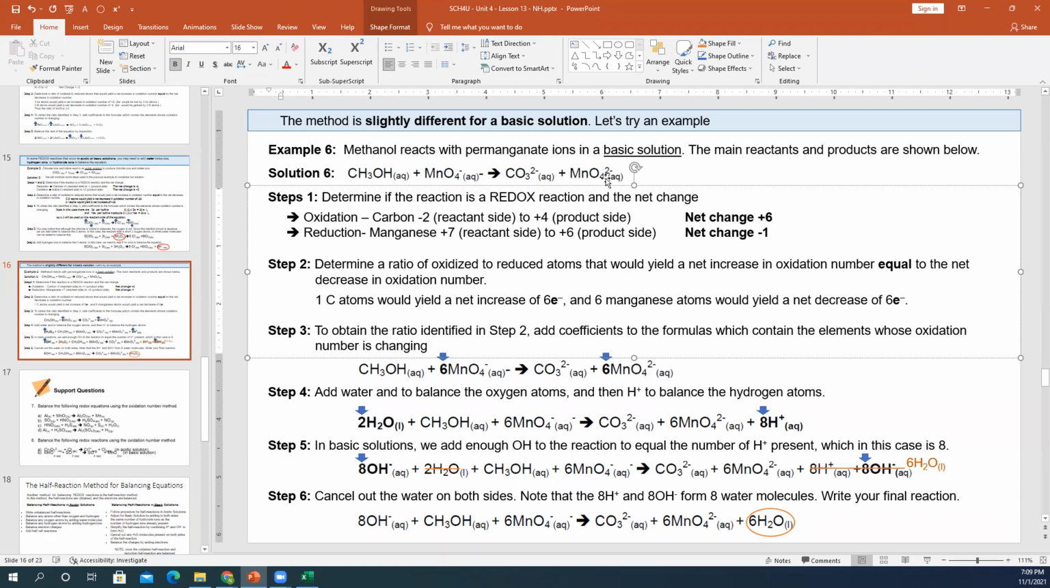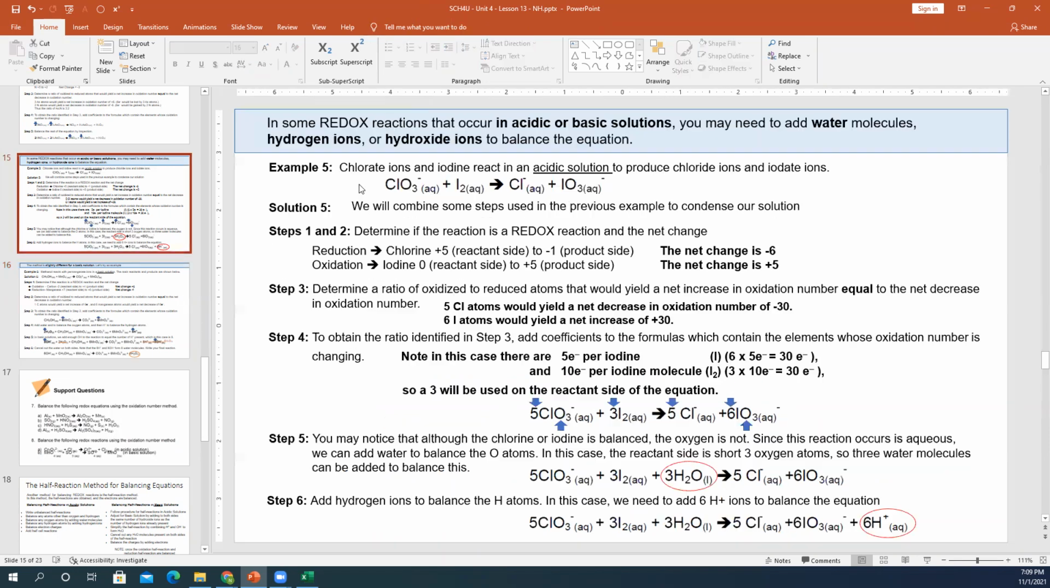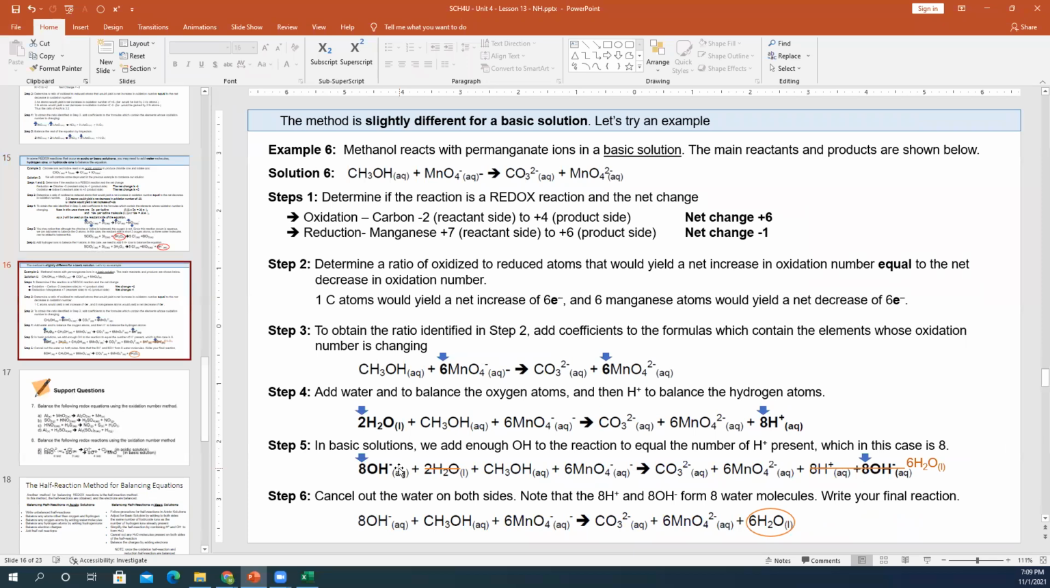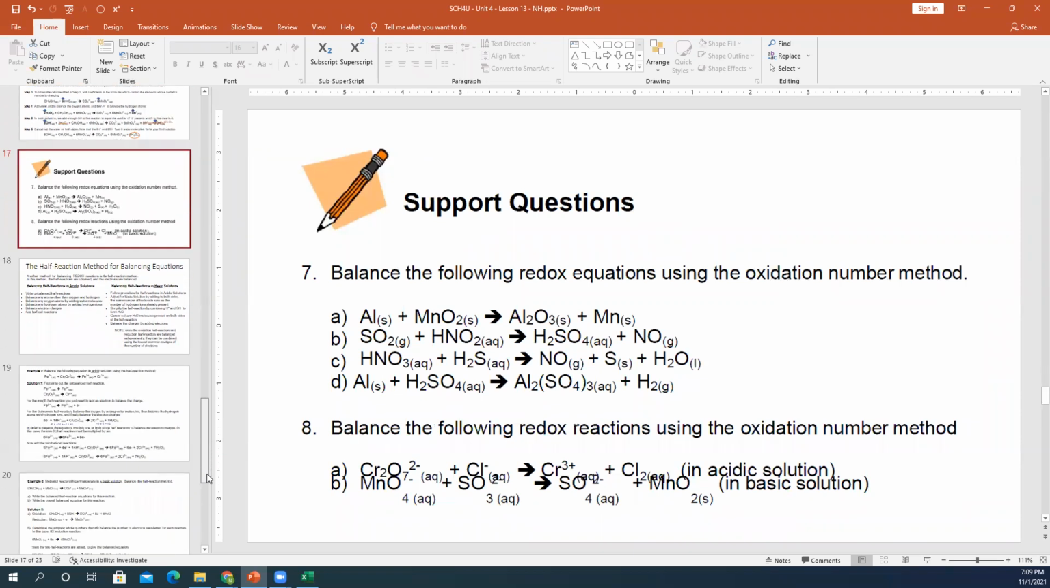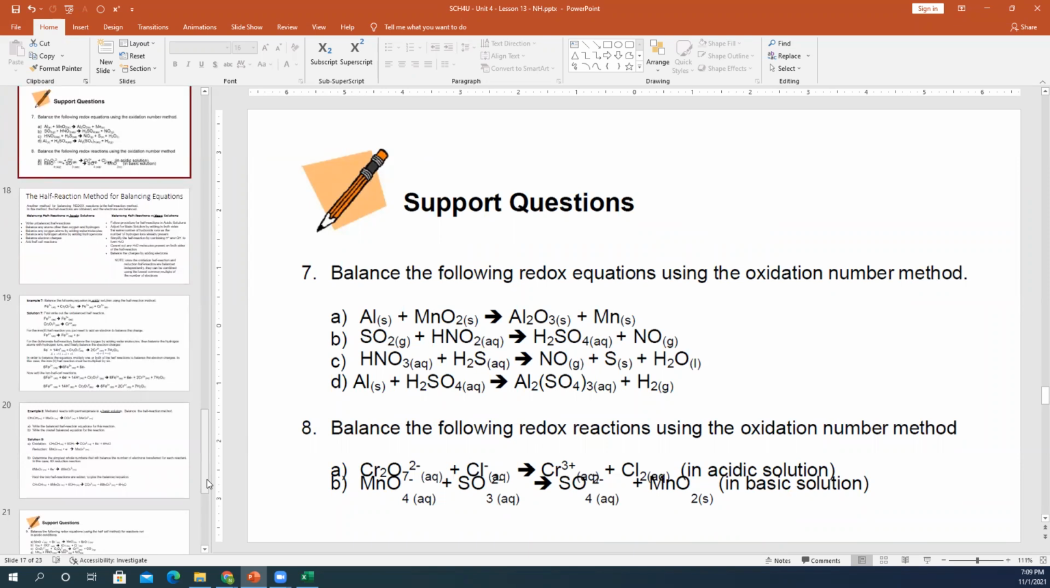Again, I understand it's a lot of steps, but this is the order of steps that you have to follow in order to balance these redox equations in a basic solution, or in this case, in an acidic solution. If you notice, there's a slight difference in the last few steps between the two. Then there are some support questions for you to practice with, and it would be very beneficial for you to practice with these support questions. It would help you tremendously.